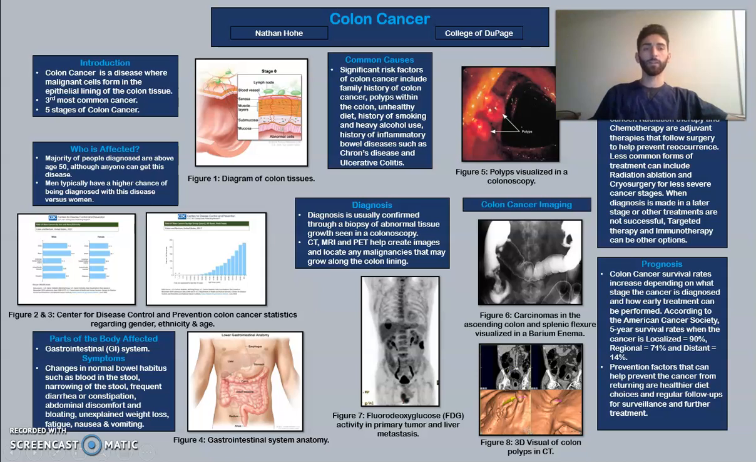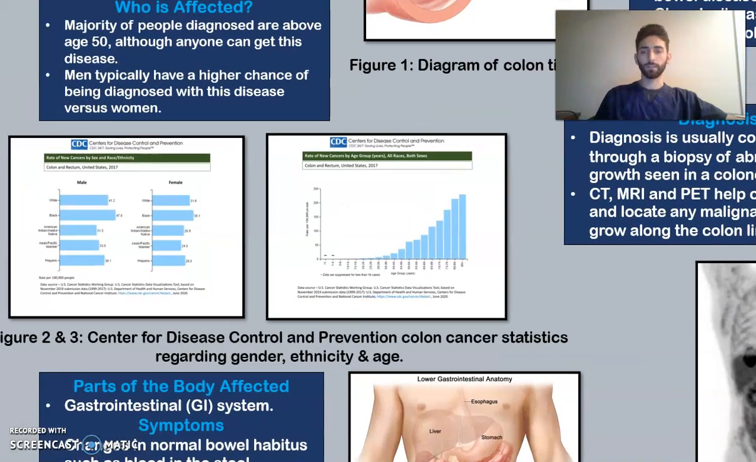Primarily, this disease is diagnosed in those above age 50, and men also typically have a higher chance of being diagnosed versus women. However, this disease can affect anyone regardless of age and gender. You can see in these graphs provided by the CDC, they outlined diagnosis rates between genders, and then they broke it down between ethnicity and races.